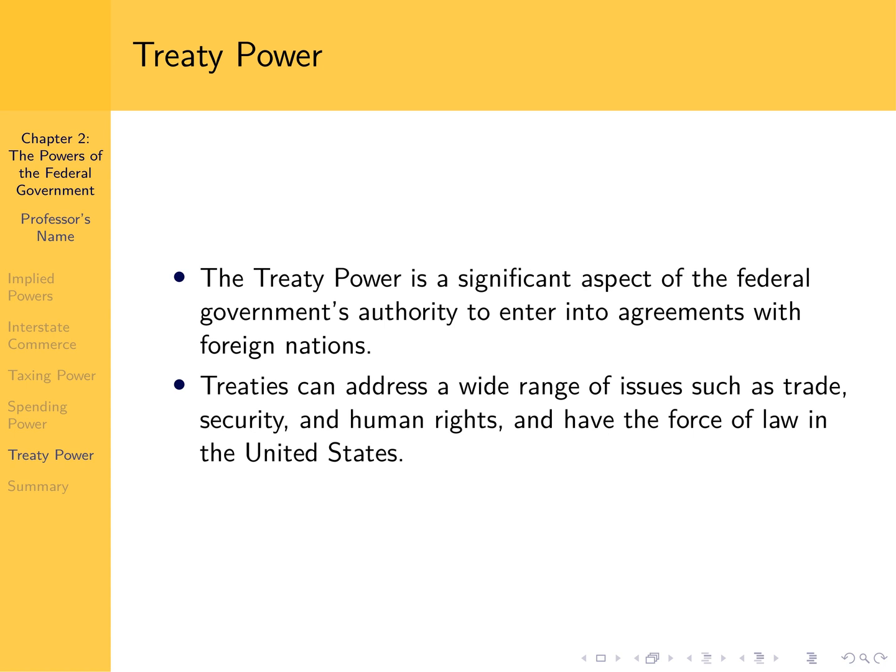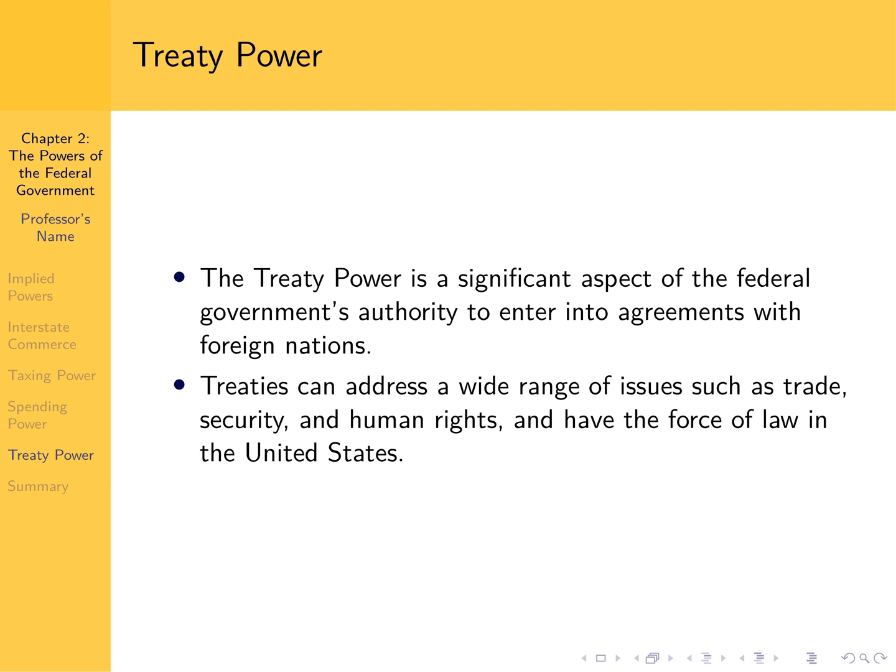The treaty power is a crucial tool that allows the federal government to make agreements with other countries. These treaties can cover a wide range of issues like trade, security, and human rights, and once ratified by the Senate, they become legally binding in the United States. This means that treaties can override conflicting state laws and regulations, shaping both international relations and domestic policy.